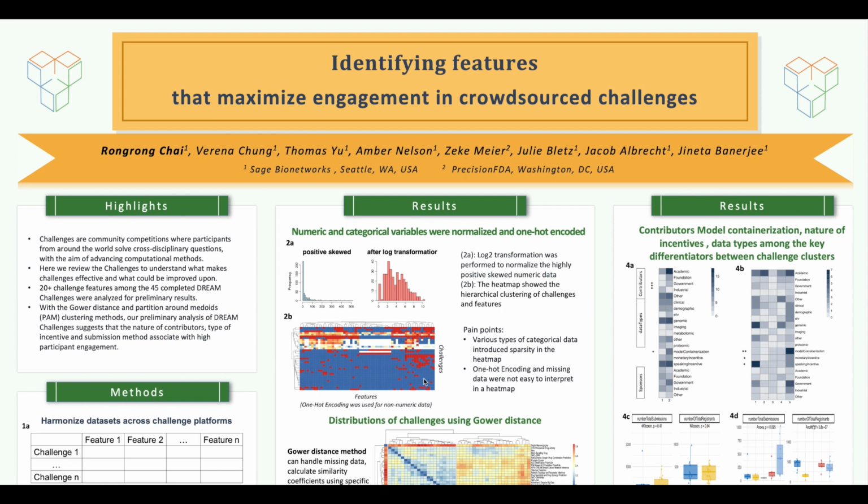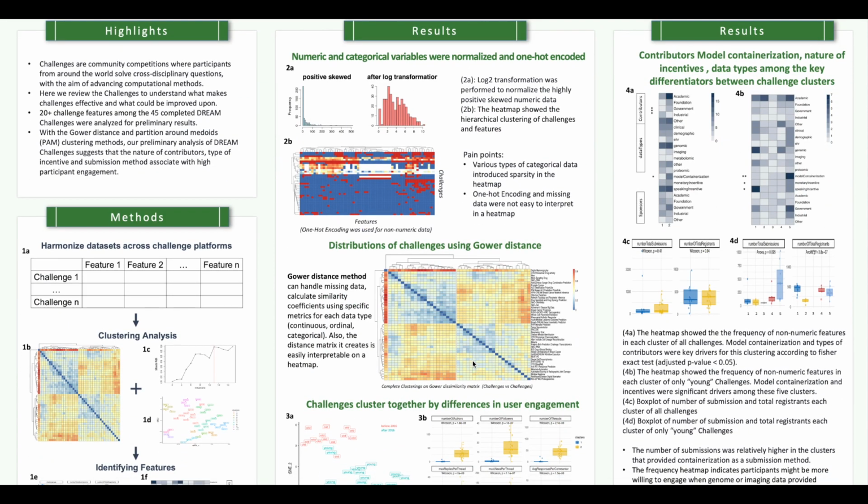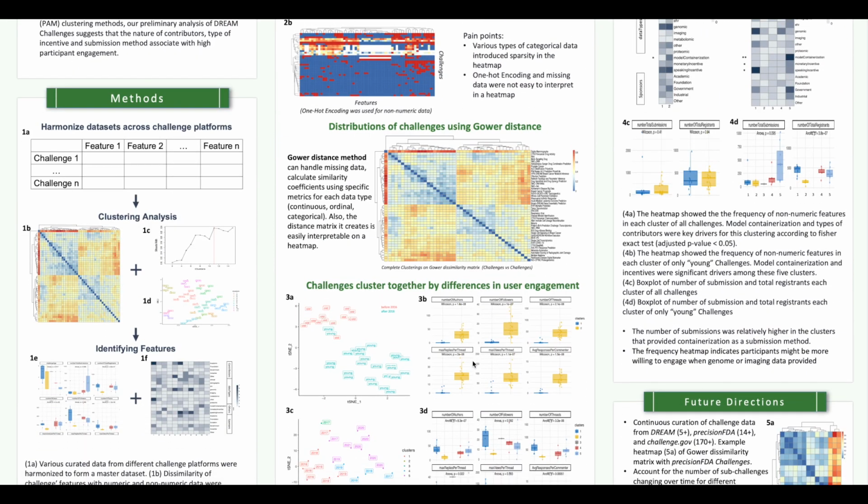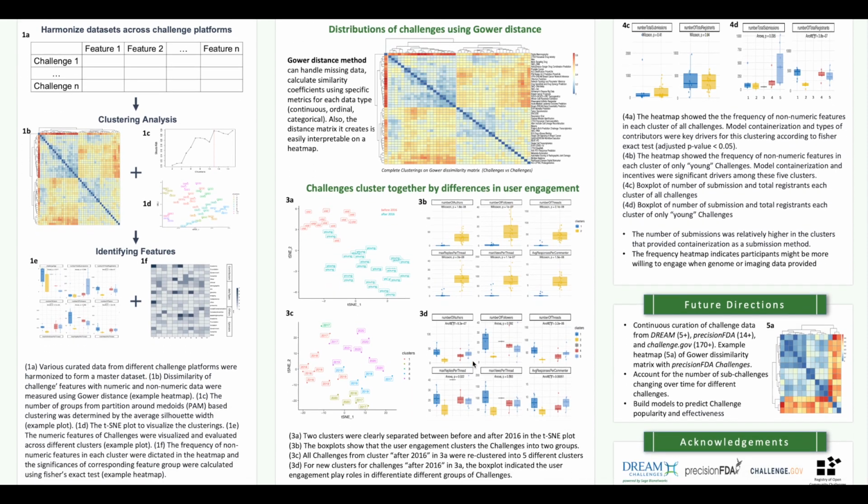However, as you can see, there is a lot of sparsity in the heat map here in figure 2b, and it's not easy to interpret. That's because we have a lot of categorical data and missing data, and that's a pain. Therefore, we decided to use the Gower distance method, which works well for mixed type data and can handle missing data. The heat map on the right shows the dissimilarity matrix of DREAM challenges using Gower distance.